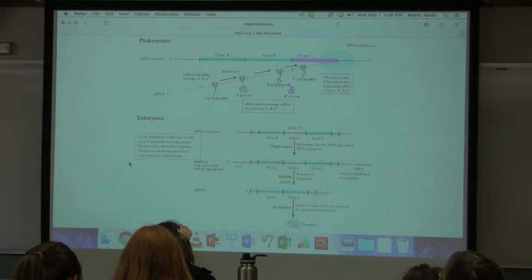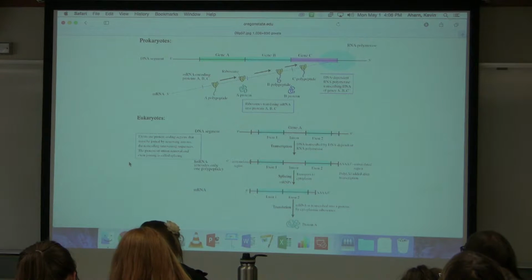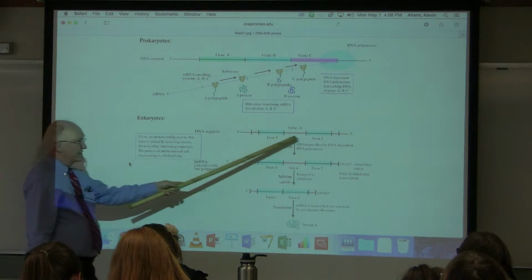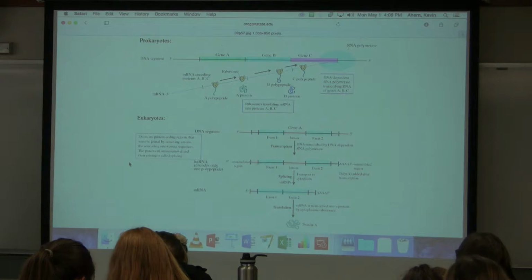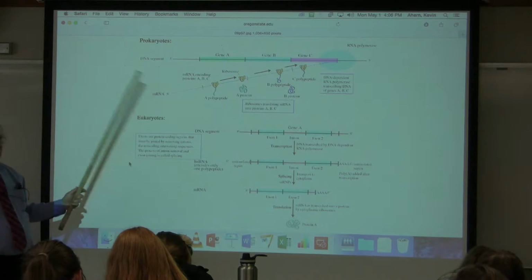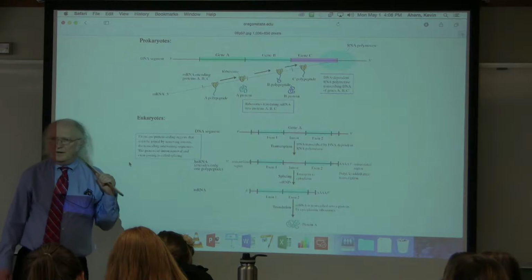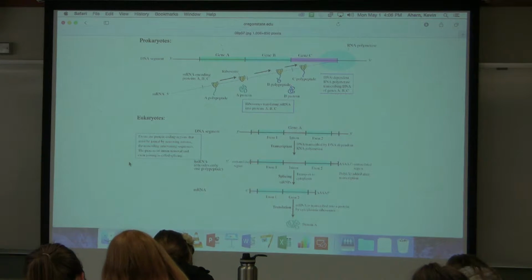So whereas we see the prokaryotes have gene clusters, we see eukaryotes have genes in pieces. And those pieces get put together in a process that's called splicing that we'll talk about later. So we do not see gene clusters at all in eukaryotes. That's a very important thing. No clustering of genes. Instead, we see genes in pieces.